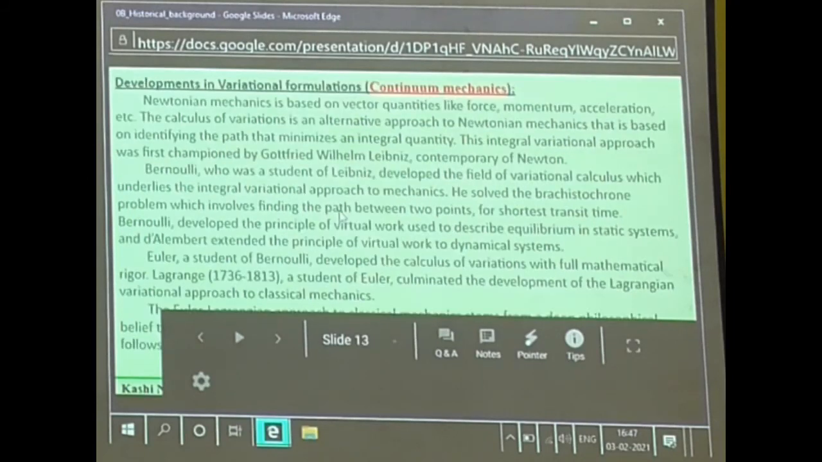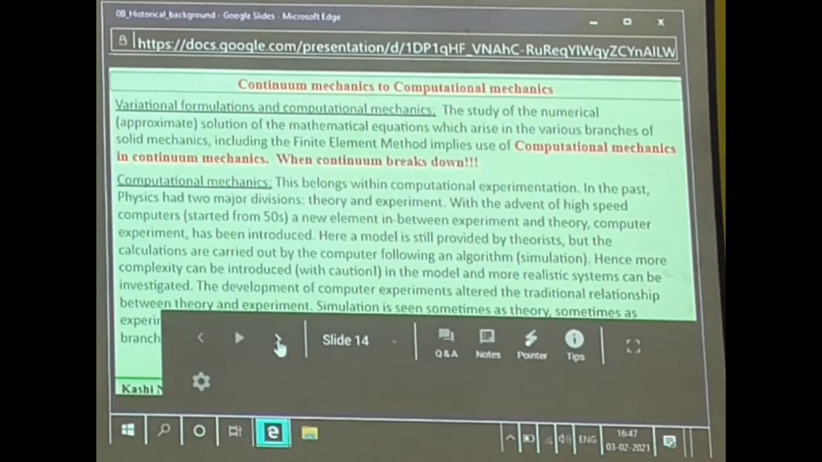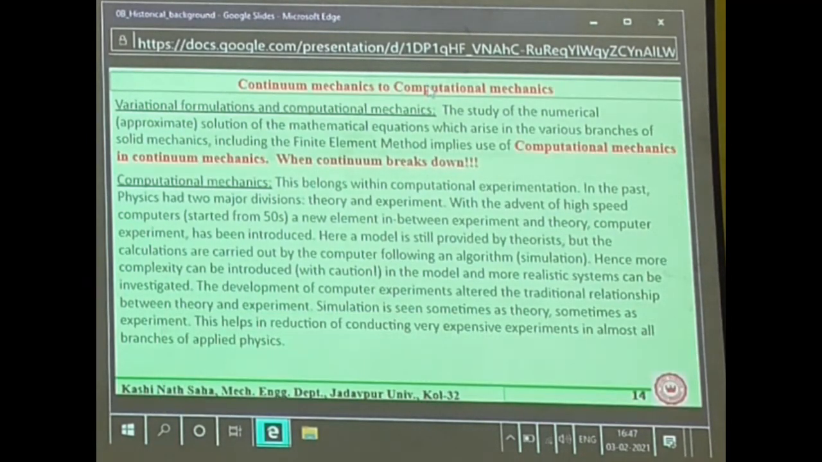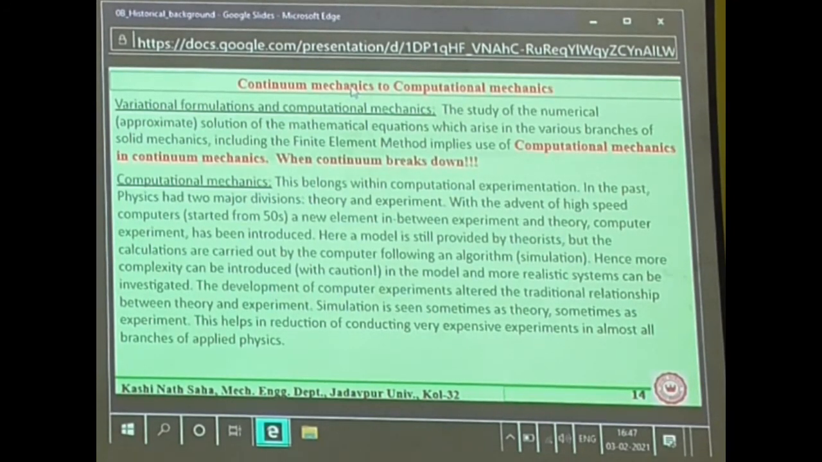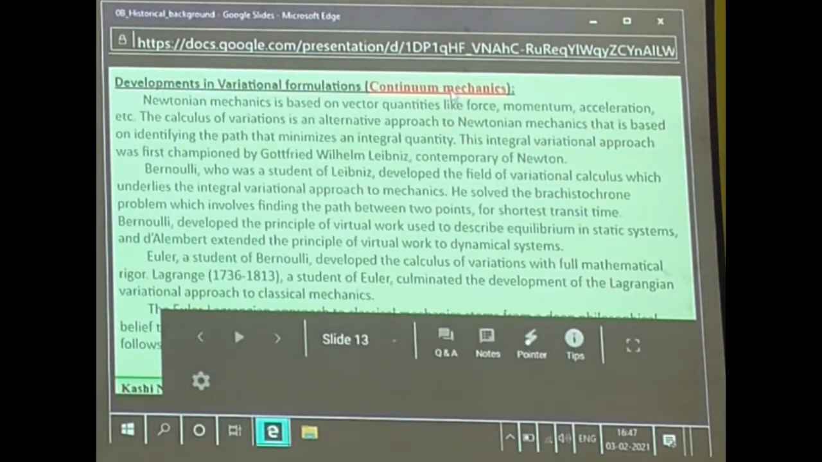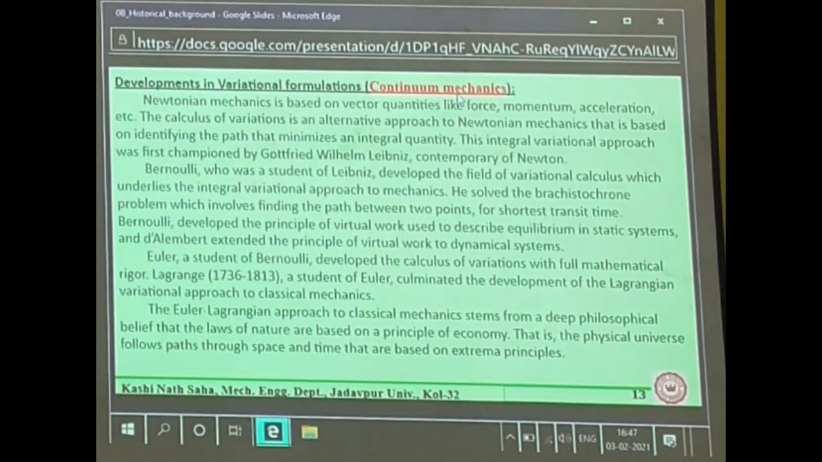So this is the thing, developments in variational principle, and now we have to talk about computational mechanics. So here you see, continuum mechanics is good enough. We understood what continuum mechanics is. The development in continuum mechanics, this is what we have discussed vis-a-vis Newtonian mechanics. The advantage of continuum mechanics we have talked about. Now what happens? Continuum breaks down. What will we do in that case?